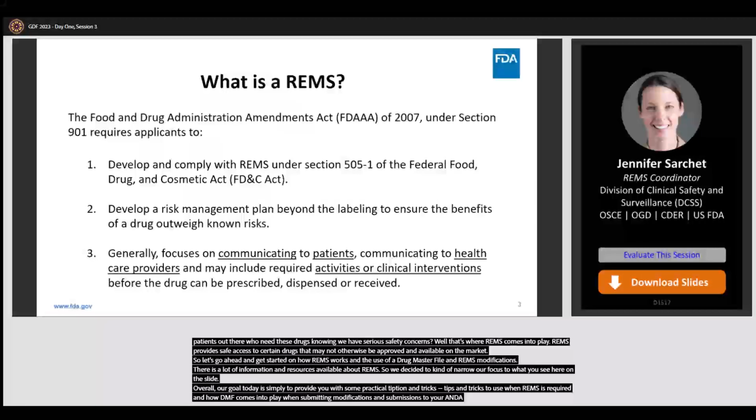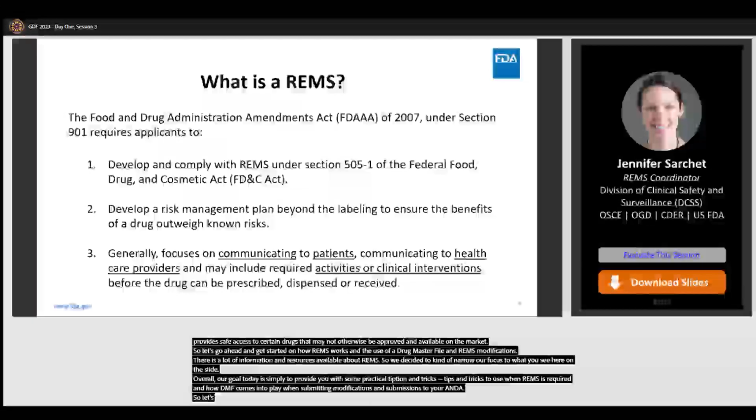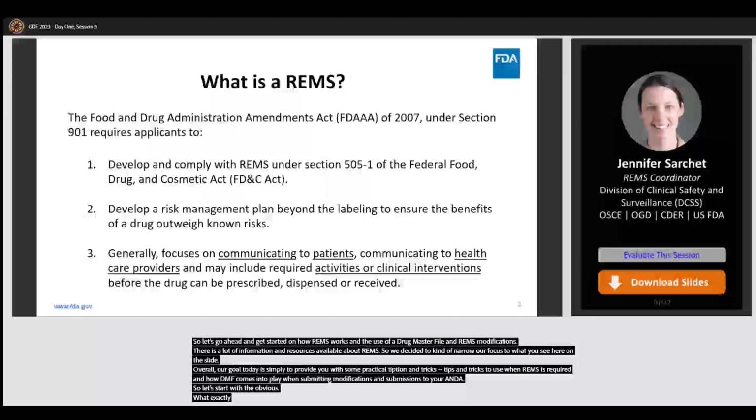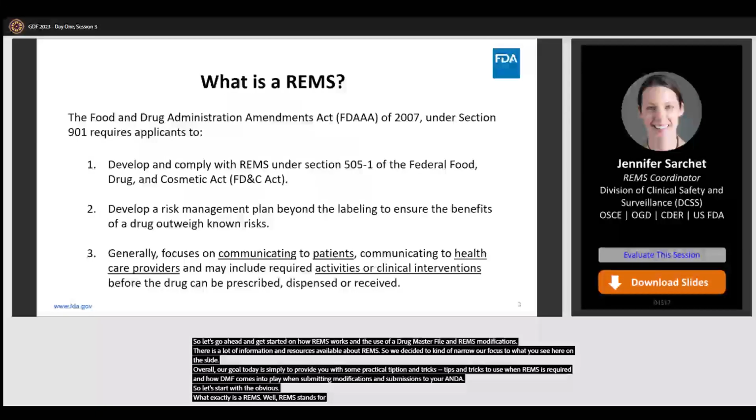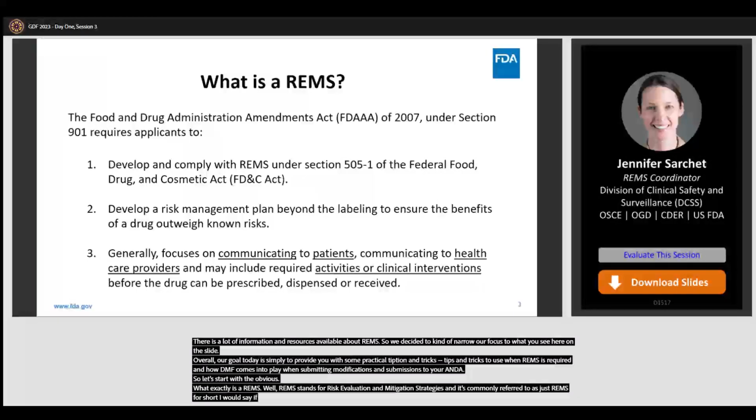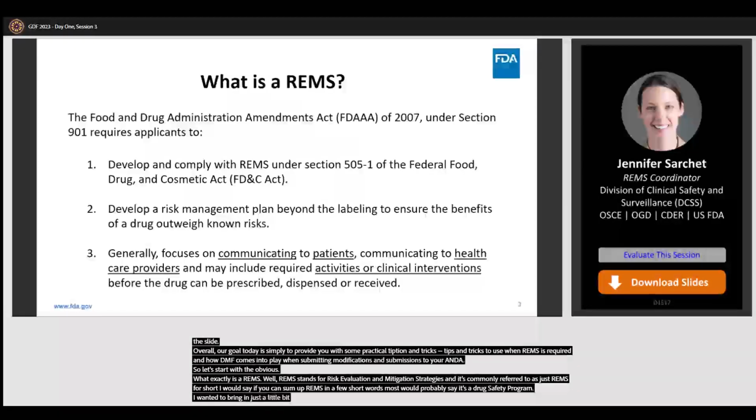So let's start with the obvious. What exactly is a REMS? Well, REMS stands for Risk Evaluation and Mitigation Strategy, and it's commonly just referred to as REMS for short. I would say if you could sum up REMS in a few short words, most would probably say it is a drug safety program.